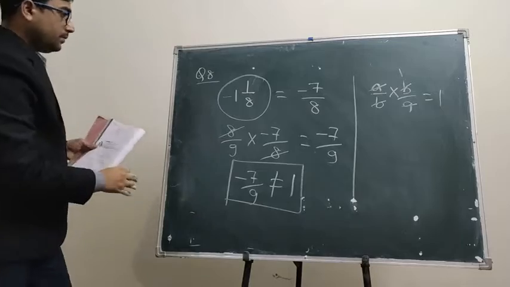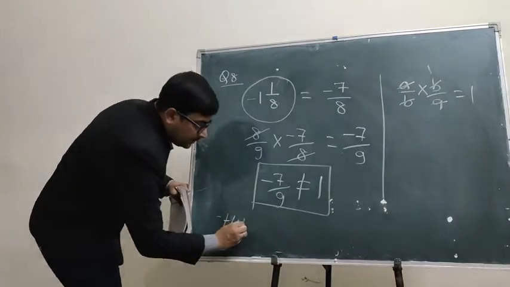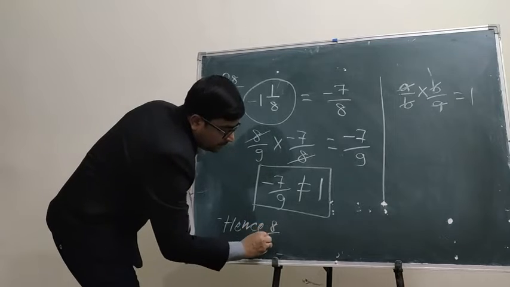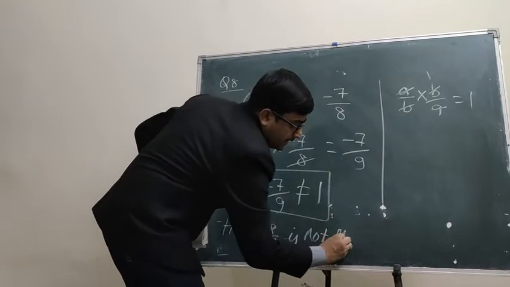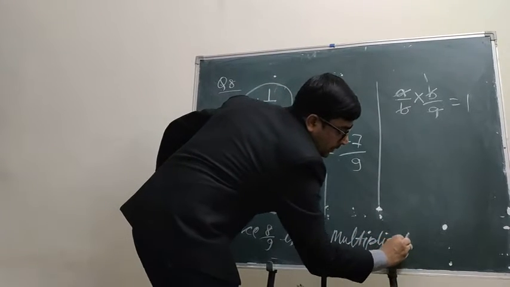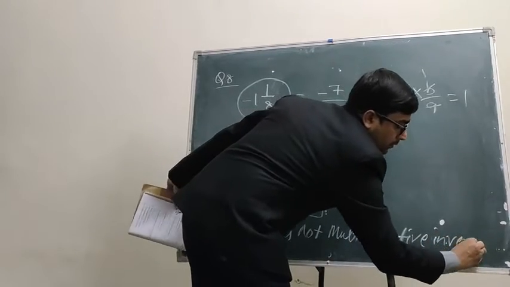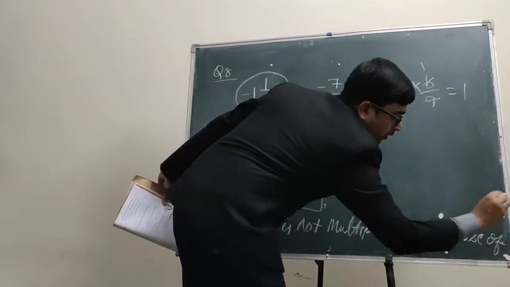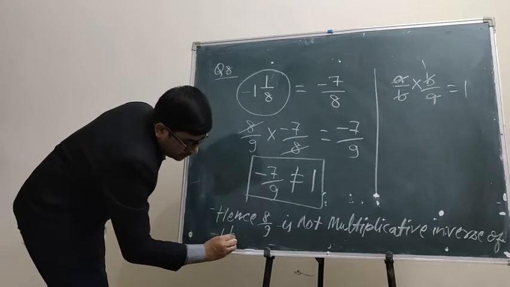So hence 8 by 9 is not the multiplicative inverse of minus 1 whole 1 by 8.